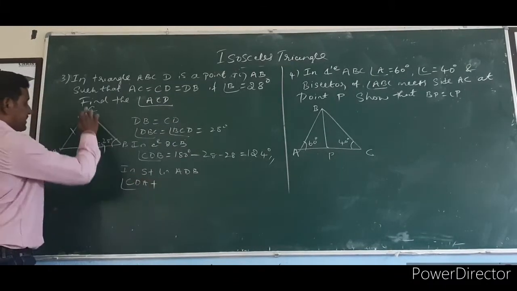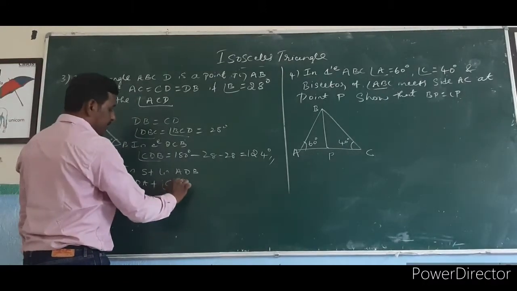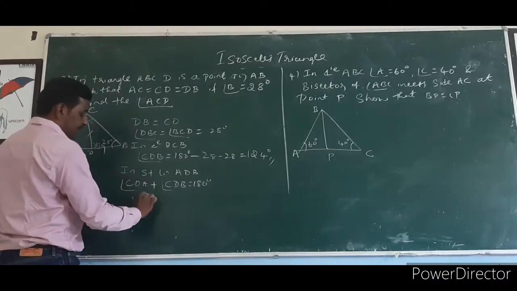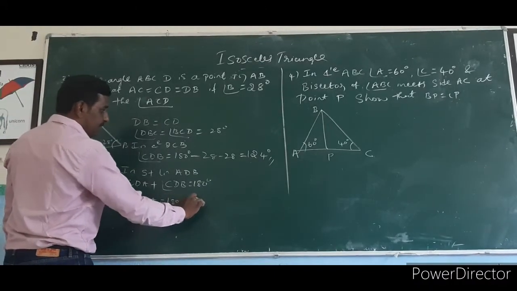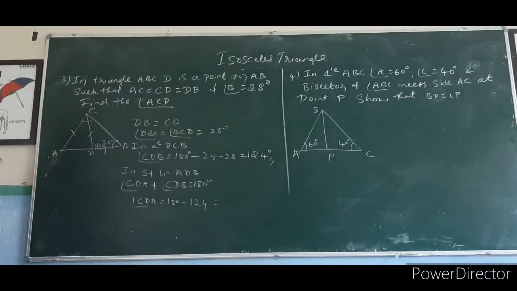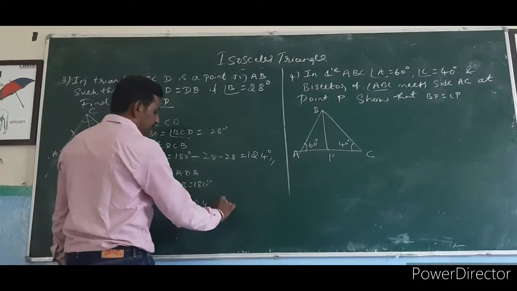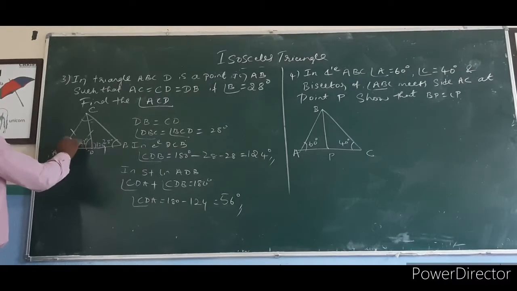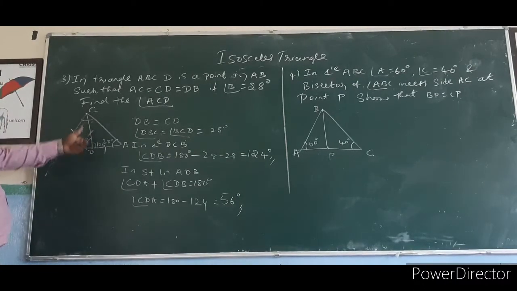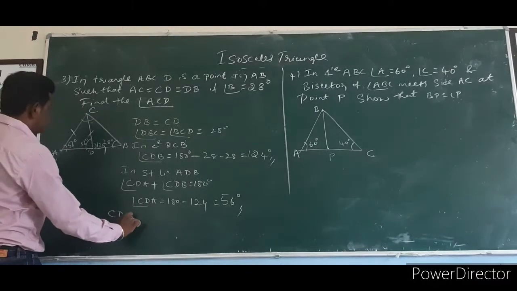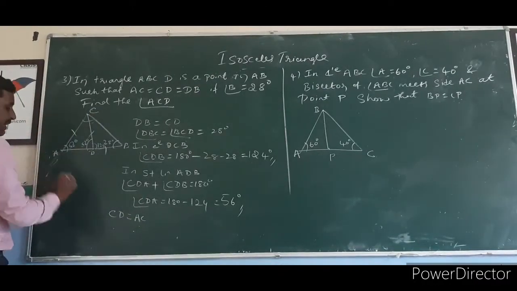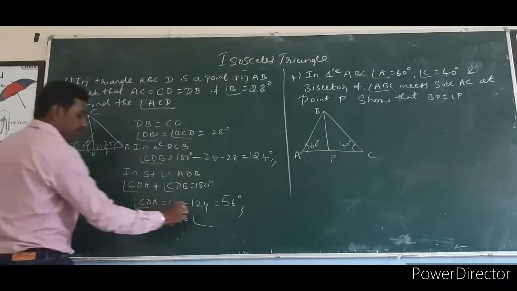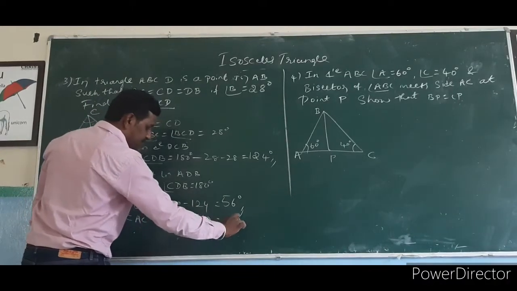CDA plus CDB is equal to 180 degree. So we know that CDB value. We want to find CDA. So that is 180 minus 124. What you will get? 56 degree. So this is 56. Then because CD is equal to AC, CDA is equal to CAD, that is 56.